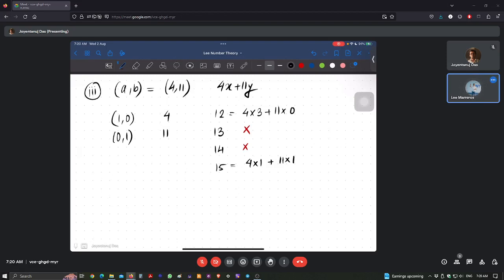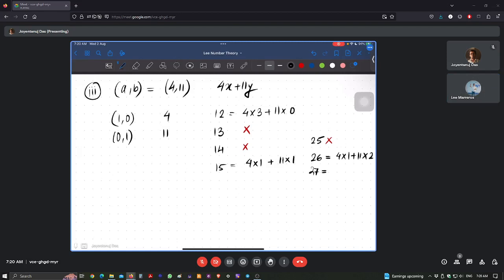25. If we subtract 11, I have 14. 25 is not possible, right? Because 14 is not possible. So 25 is also not possible. 26 is possible. What is the expression? So 4 times 4 plus 11 times 2.